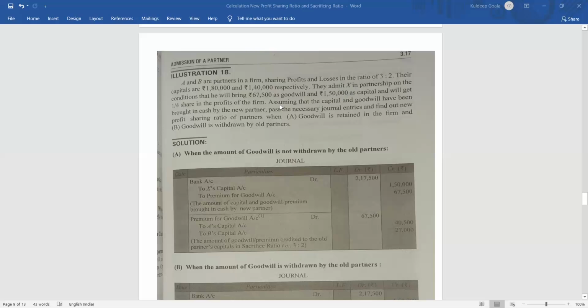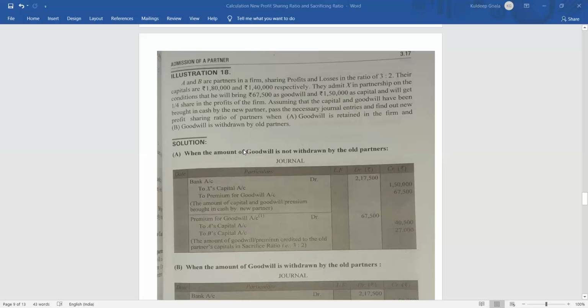Clear? So here it is told that they are going to bring in cash. So we will take cash. So how much will be the cash? How much cash will come? 1,50,000 plus 67,500, right? Both capital and goodwill will come in cash. So that means how much? Total 2,17,500, isn't it? So cash account debit 2,17,500 to X capital account, how much? 1,50,000. To premium for goodwill, how much? 67,500. Clear? Came?